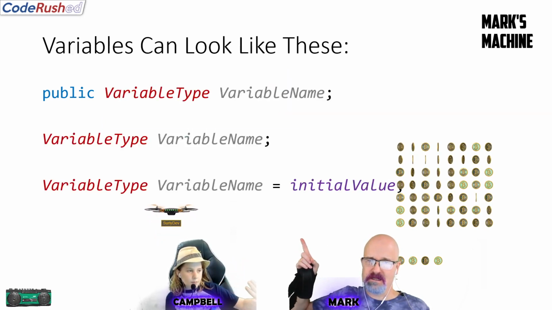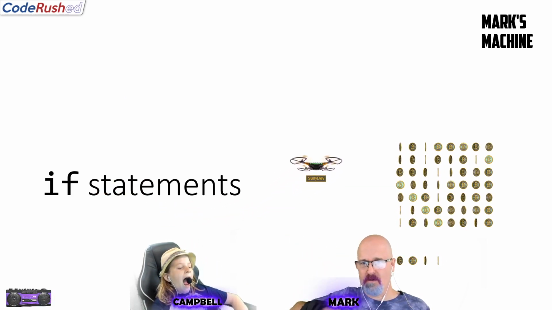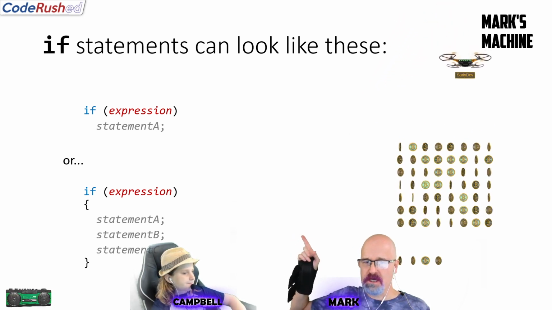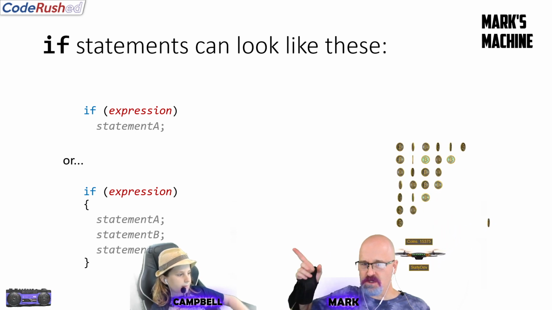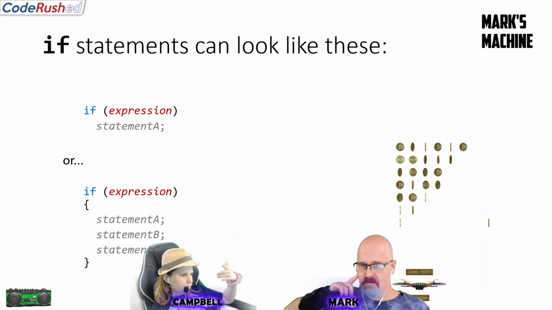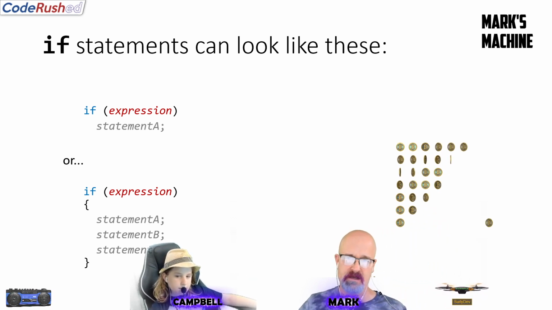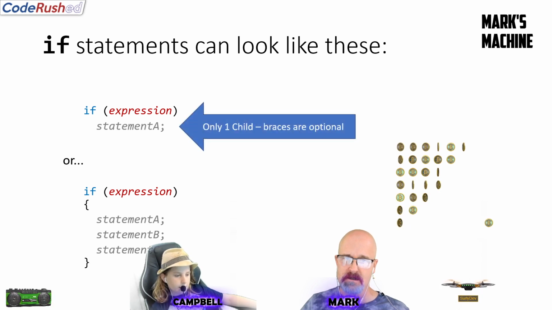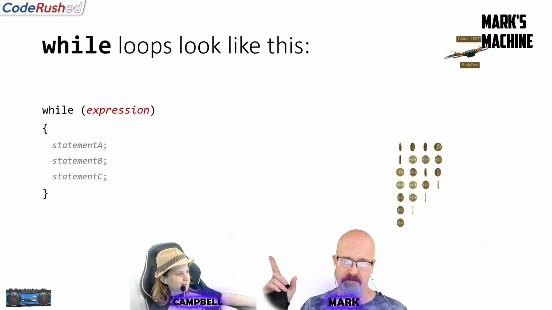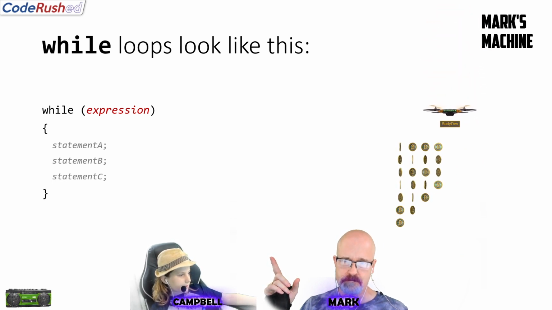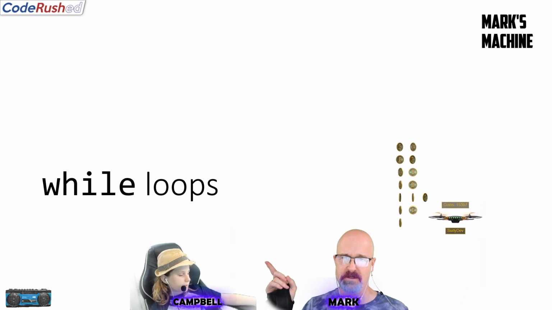Variables look like that. We've seen this before. Different ways of declaring a variable. If statements, if an expression. The expression is going to be of what type, Campbell? It'll be a bool. The expression will always evaluate to a Boolean if it's inside of an if statement. No matter what. Same thing actually with a while loop, because it's while this is true, do this. So it's going to be a Boolean expression there and a Boolean expression for your if statements.